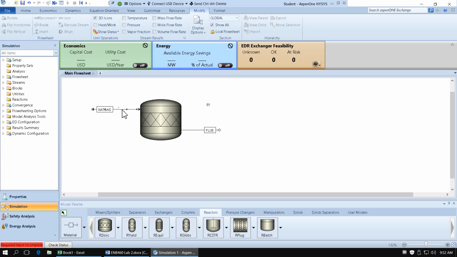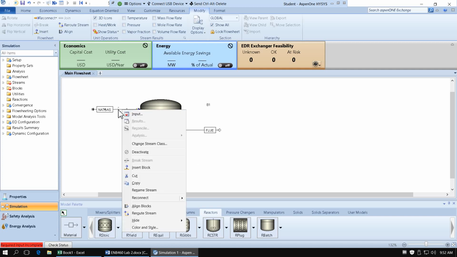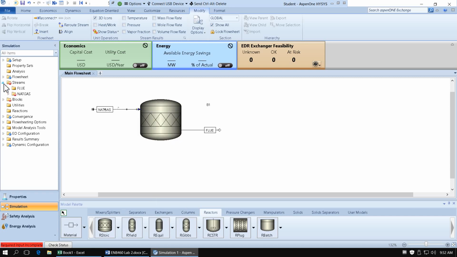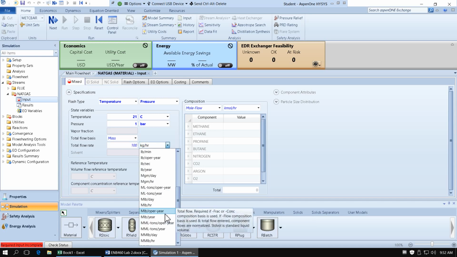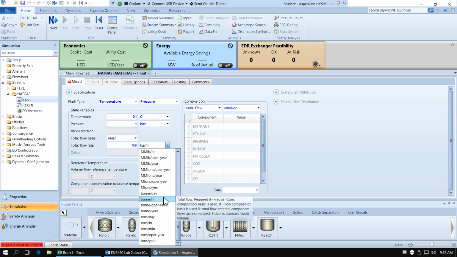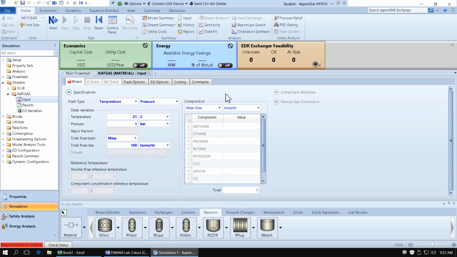Okay, and then for the natural gas, you can right click on the stream and select input, or you can go on the side panel to choose stream natural gas input. Right, so we'll just put ambient conditions for the stream, 21 degrees Celsius and 1 bar. And based on our exercise instructions, the mass flow rate is 100 tons per hour. So 100, then changing the unit to tons per hour. So metric tons an hour.